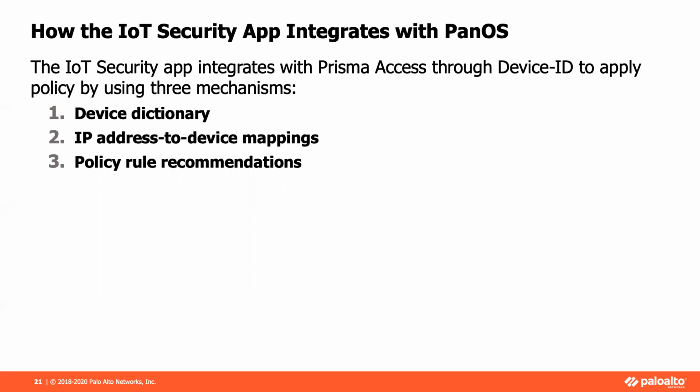The service dictionary is an XML file that IoT security generates and can be imported into your security processing nodes, into your on-prem firewalls, things like that. It's going to give you a list of devices and device attributes that you can use when creating security policy rules. The IP address to device mappings, of course, are going to help you identify individual instances of these different devices. And the policy recommendations are going to allow you to attach these to different device types, different individual devices, different groups of devices, all of those sort of things.